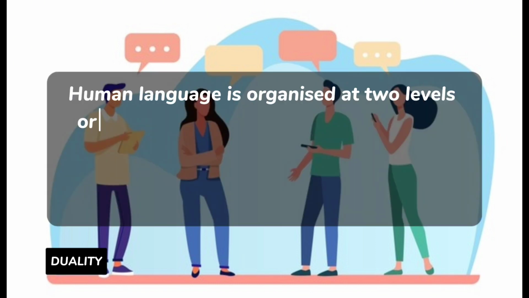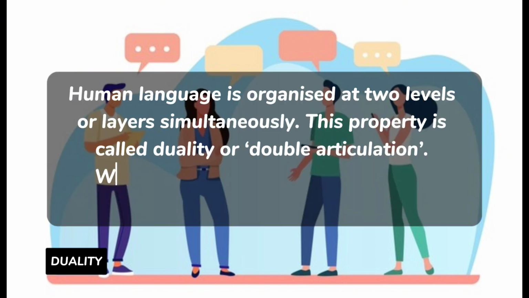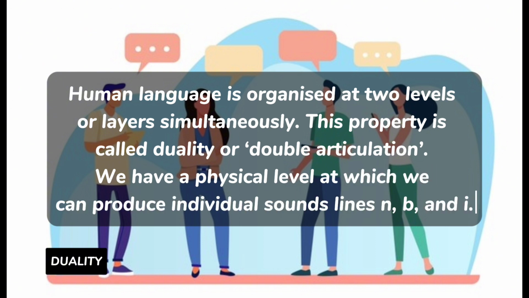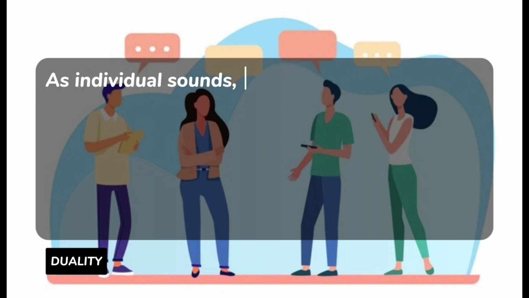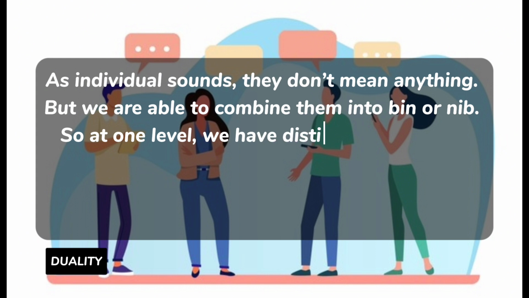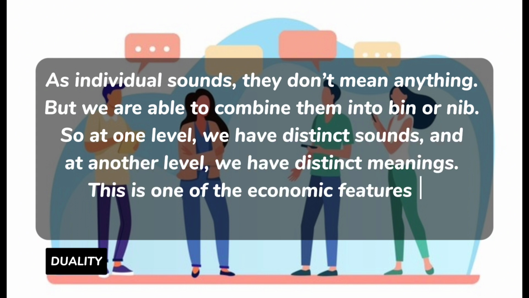Last but not least, it's duality. Human language is organized at two levels or layers simultaneously. This property is called duality or double articulation. We have a physical level at which we can produce individual sounds like b, i, and n. As individual sounds, they don't mean anything, but we are able to combine them into bin or nib. So at one level, we have distinct sounds, and at another level, we have distinct meanings.